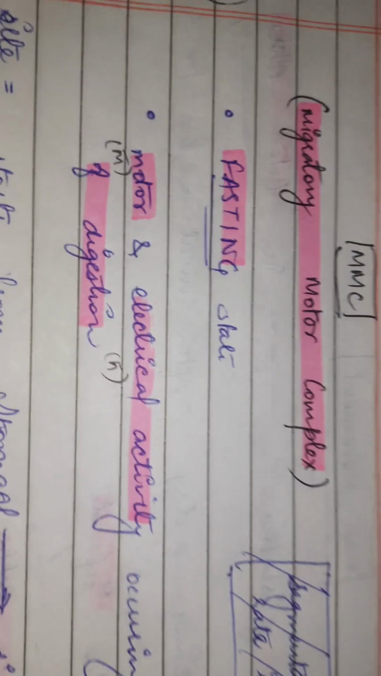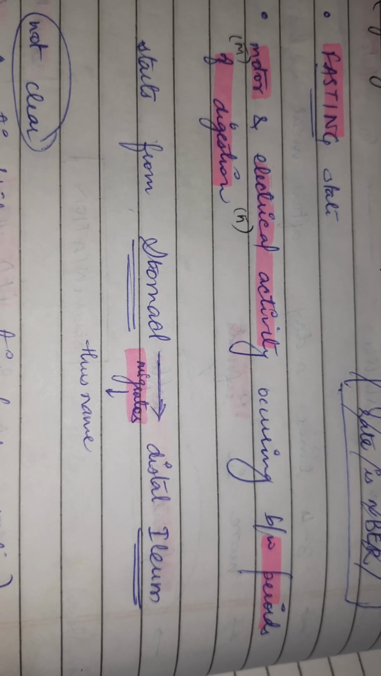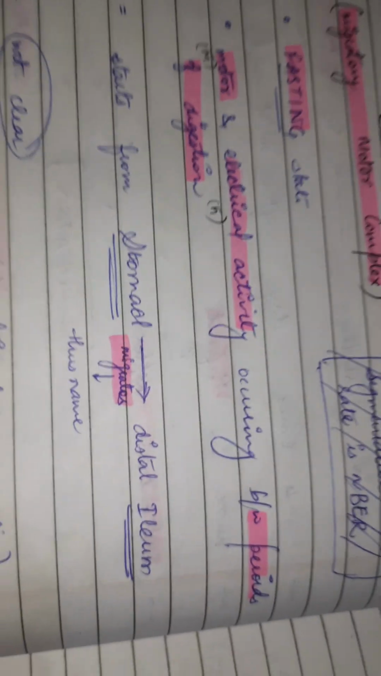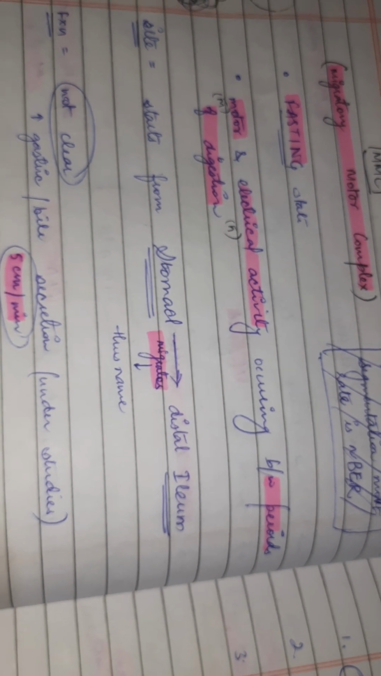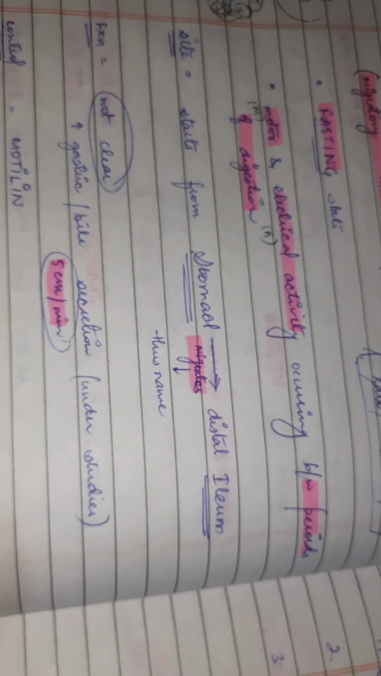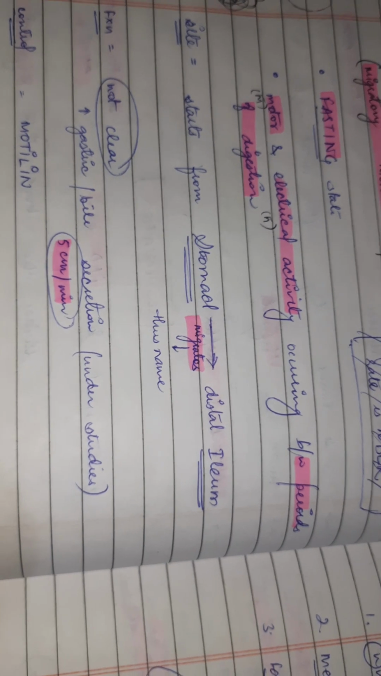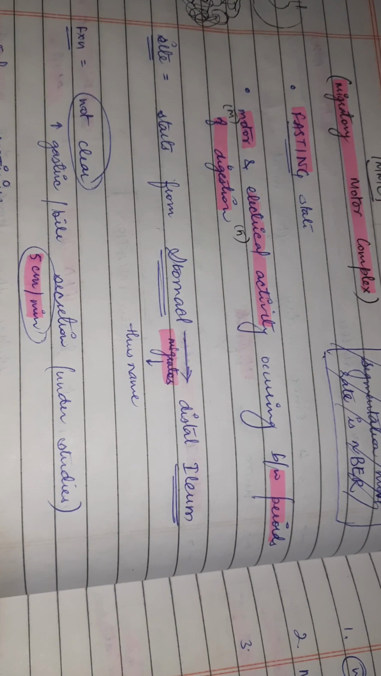Migratory motor complex. It is seen in the fasting stage. Motor and electrical activity occurring between periods of digestion. It starts from the stomach and migrates, hence migratory motor complex. It migrates to the distal ileum. So it starts in the stomach and migrates up to the distal ileum. It is seen in the fasting stage.